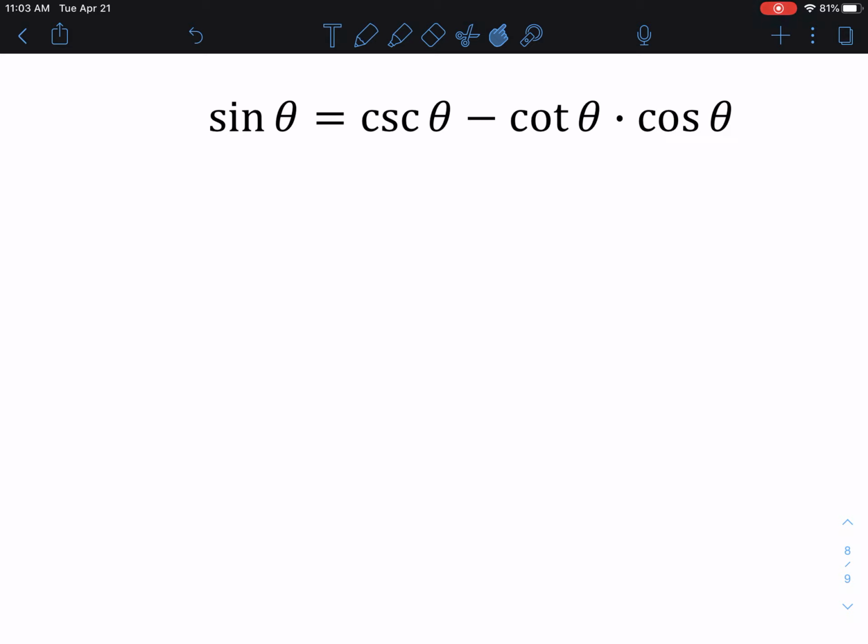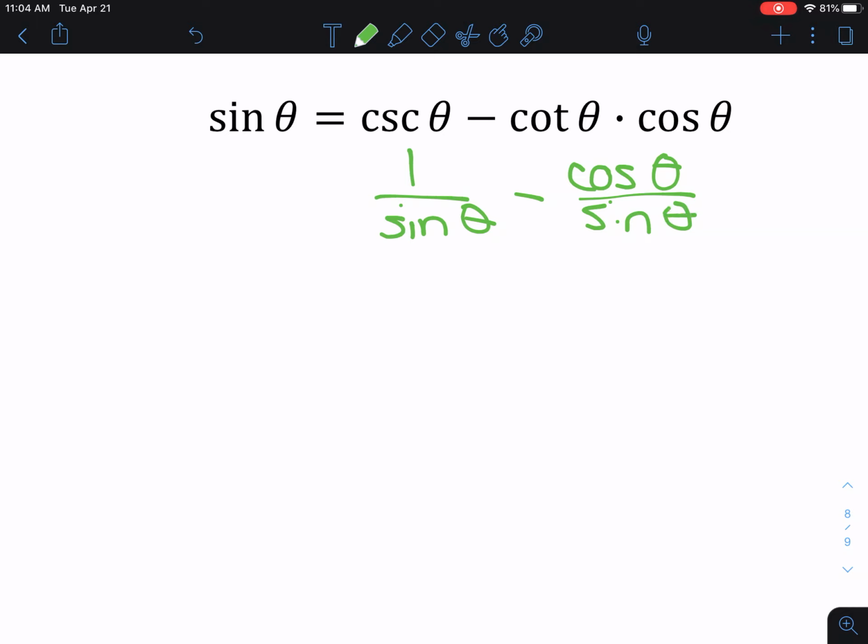So I see cosecant here. When I look at cosecant, I know that's the reciprocal of sine, so I might want to start there just because I know the left side is already sine, so that might be helpful. Cotangent, it's the reciprocal of tangent, or I could write it with cosine over sine instead, and because I've got a sine on the left, I'm going to do that. So I have cosine theta over sine theta times, what do I have left? Well, cosine theta, I'm just going to leave that alone for now.